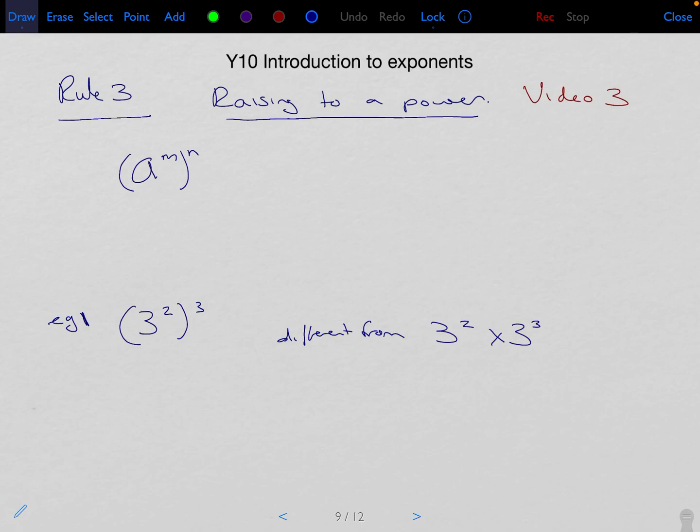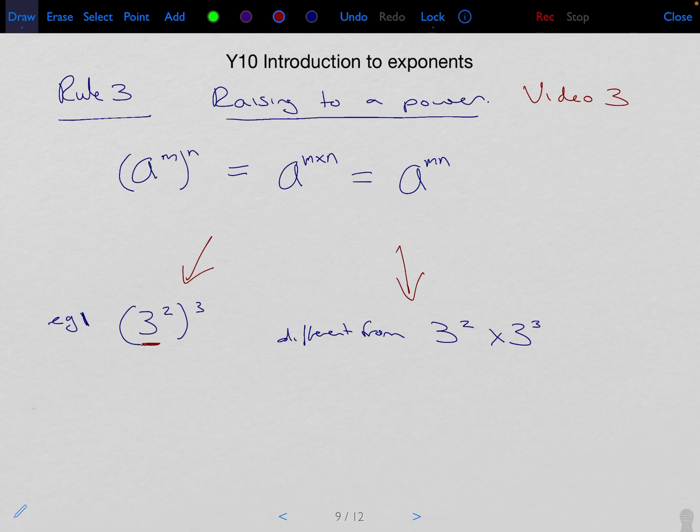Little rule for today, also supposed to be revision: raising something to a power. So the rule is then that this is a to the power m times n, which obviously we can also write like that. Okay, so please notice the difference between these two things over here, that one and that one.